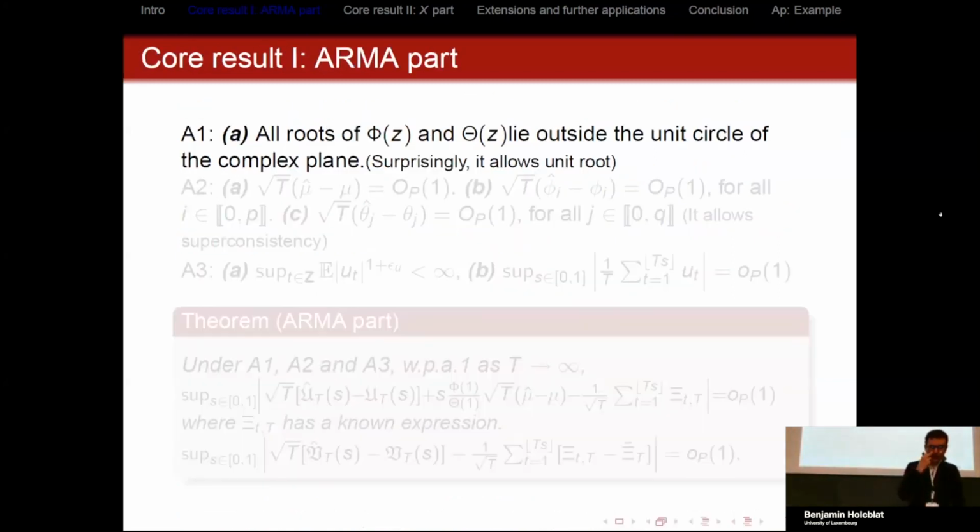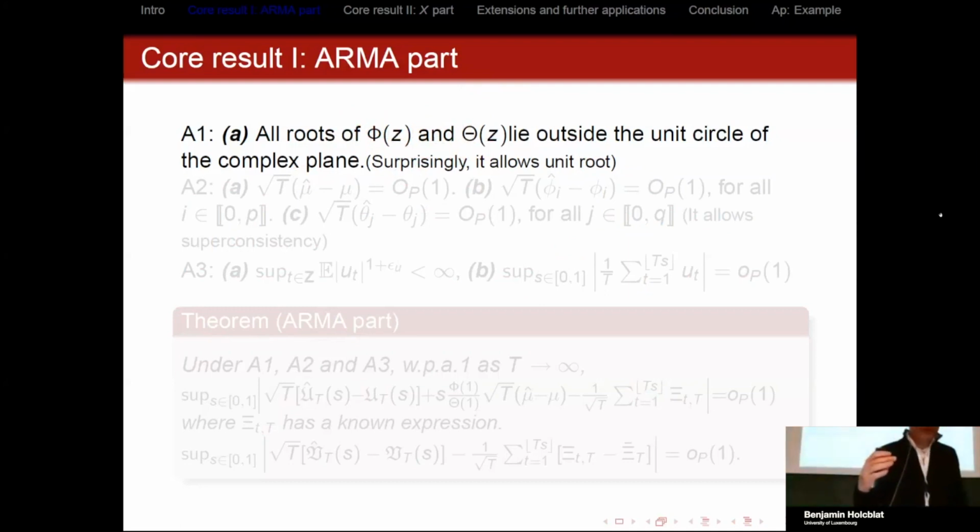So what are the assumptions we make? Here I will state all the assumptions we make, because I think they are relatively transparent and pretty weak. I think it's one of the strong aspects of this paper. At first, we assume that the ARMA is causal and invertible, which means that all the roots of this lag polynomial are outside the unit circle.